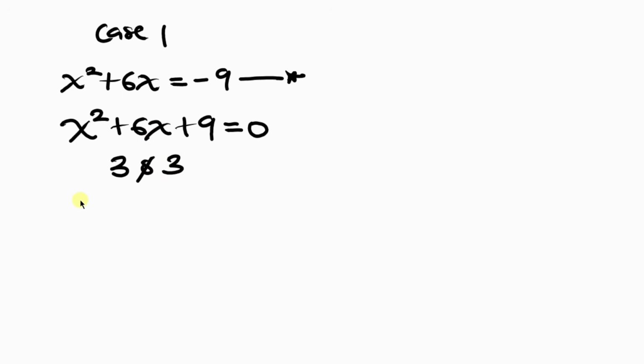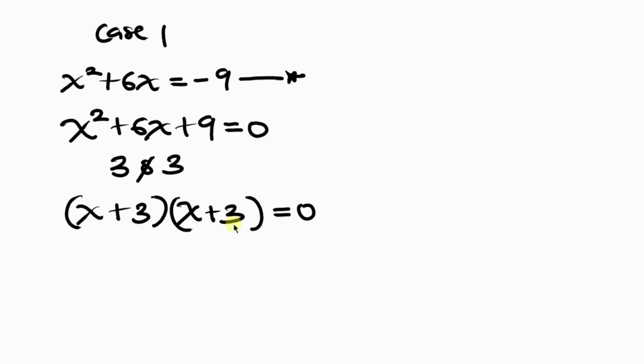Good. So we have two brackets multiplying. To get x squared, we have x times x here. And let's write down the two numbers. We have plus 3. We also have plus 3. Good. Now this is equal to 0. So there are two cases from here. x plus 3 is equal to 0, or x plus 3 is equal to 0.